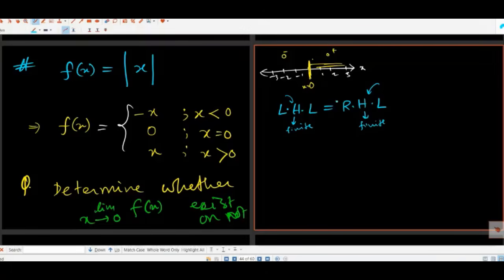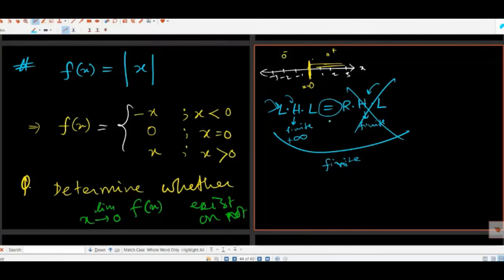And if both limits are equal, then we can say the overall limit is finite and exists. So just for now, suppose you are finding the left hand limit and the left hand limit is becoming positive infinity. So does the left hand limit exist? No. So that means we don't need to find this one. So the overall limit will be infinity. That means the overall limit will not exist.